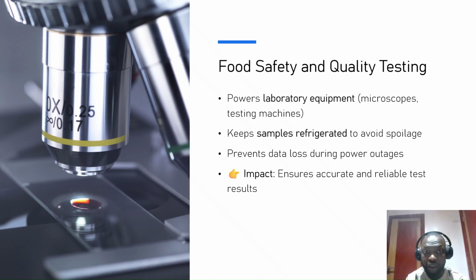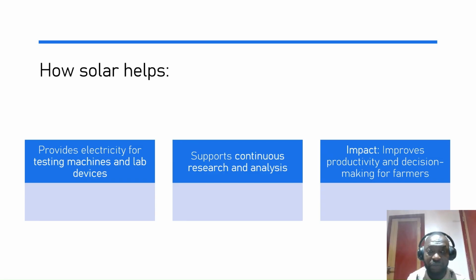Business. So, as envisaged, the food safety and quality testing rely solely on the shoulders of the laboratory, and solar power is important in keeping this objective in full operation. So how does the solar panel help? It helps to provide electricity for testing machines and the lab devices, as mentioned previously.